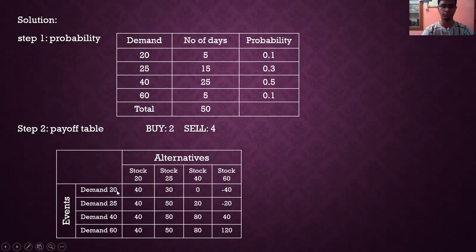We have to check each particular demand against each particular stock. Before getting to the payoff table, we have to remember this: we are buying for 2 and selling for 4. So by selling, we are making a profit of 2, and if we don't sell, we'll make a loss of rupees 2. The profit is 2 and the loss is also 2. With this, we have to calculate our payoff table.